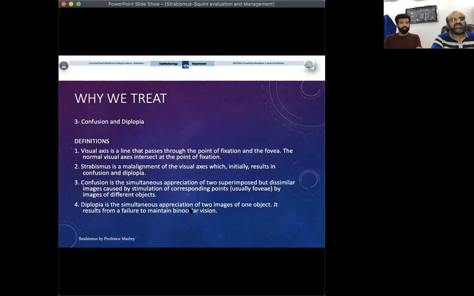We have already discussed what is the difference between confusion and diplopia. Confusion is a simultaneous appreciation of two superimposed but dissimilar images, while diplopia is appreciation of 2 images of one object.